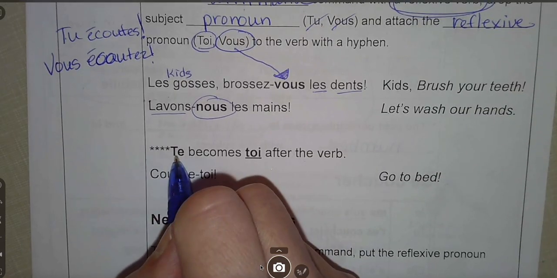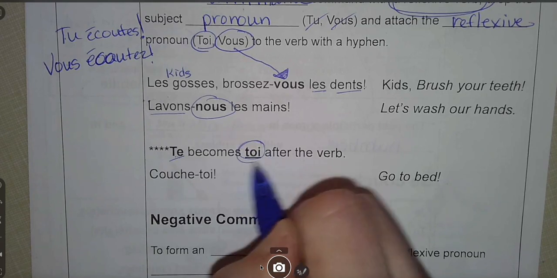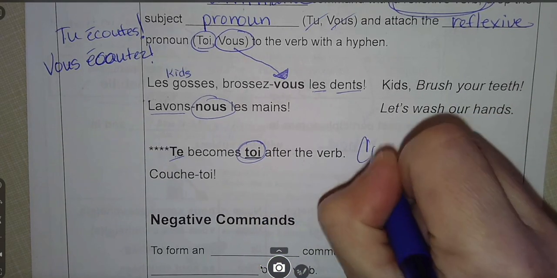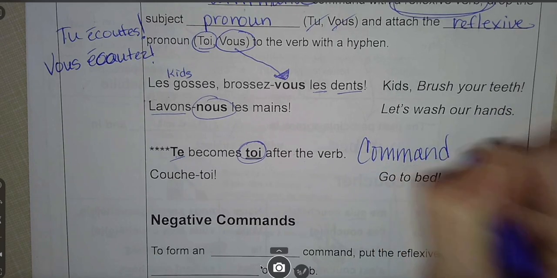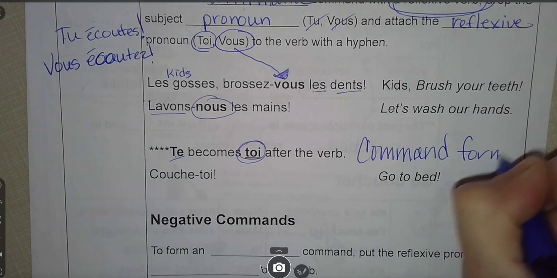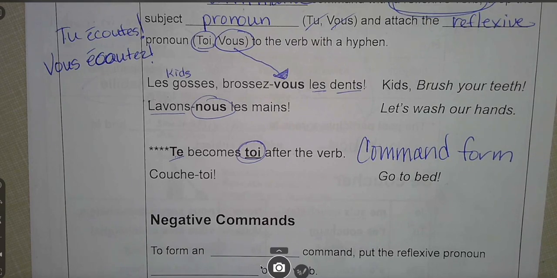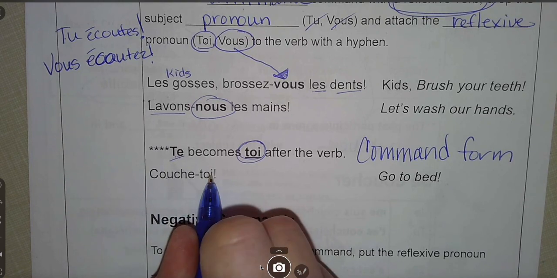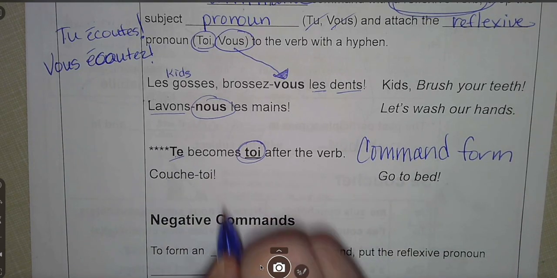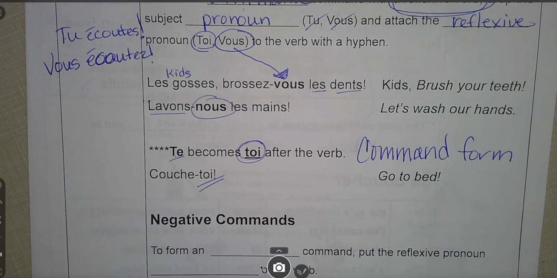Note that the reflexive pronoun te becomes toi after the verb in the command form. So if I want to say stop, I would say arrête-toi. If I want to say quiet yourself or be quiet, silence-toi. Or you maybe have heard of tais-toi, which means to quiet yourself. Couche-toi. Put yourself to bed. Go to bed. So don't forget that. The te becomes toi.